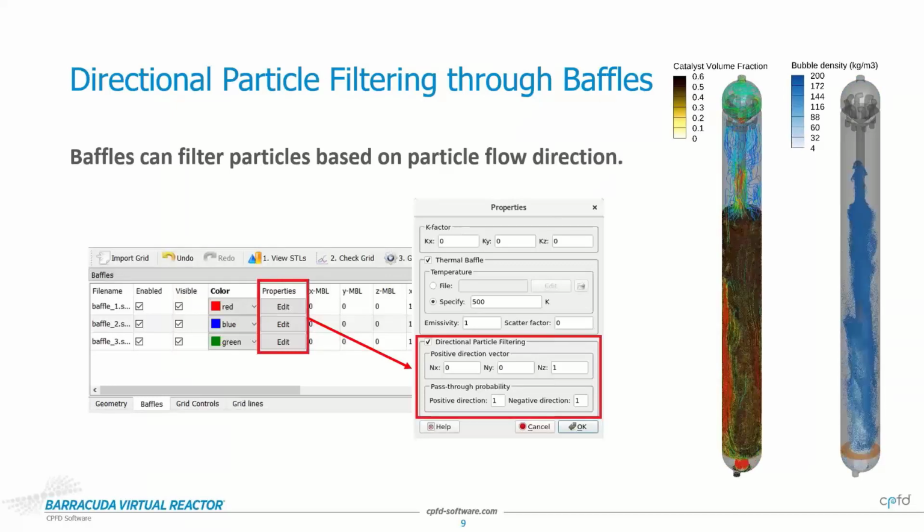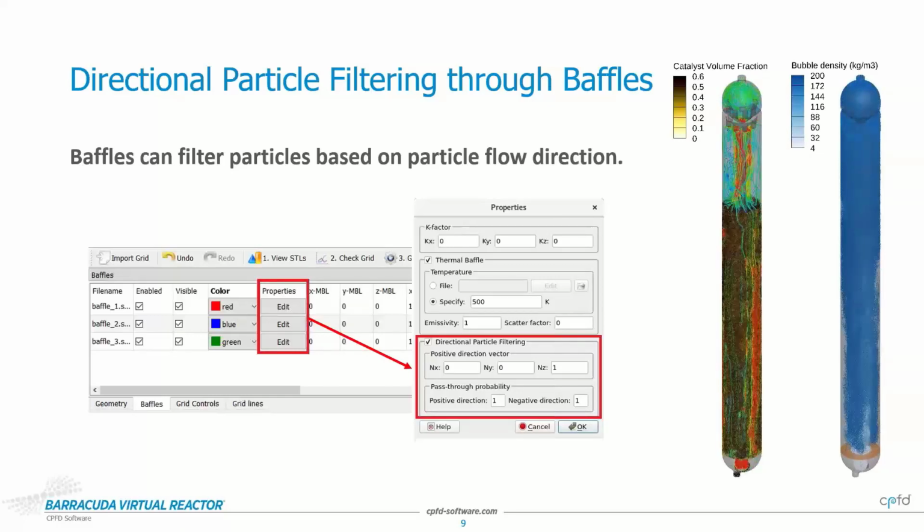Baffles have also been updated in this release to allow filtering of particles based on particle flow direction. This particle filtering for Baffles adds a great deal of versatility to the modeling of particle and fluid distribution devices in Virtual Reactor. A directional particle filtering section has been added to the baffle properties dialog, and the positive direction vector for the filter, along with the velocity vector of the particle as it passes through the filter, will determine if the positive or negative pass-through probability is used, and this allows for precise filtering of particles through the filter.